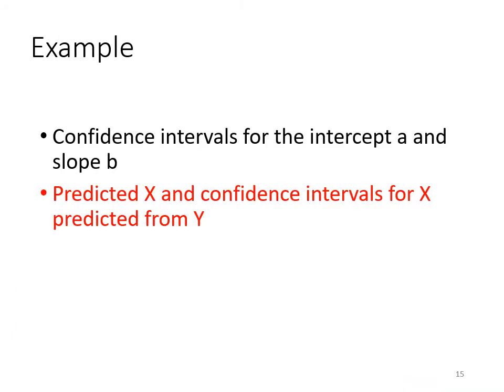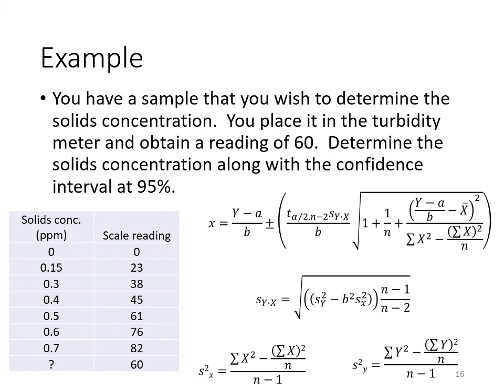So the next thing we need to do is determine an x and the confidence intervals on that x from y. So we're going to predict this from a value of y. Continuing with the example we've just been talking about, you've run your calibration curve. Now you have an unknown. You've got a sample from the Red Cedar River. You place it in the turbidity meter and you obtain a reading of 60.